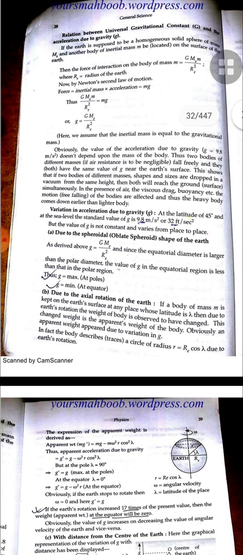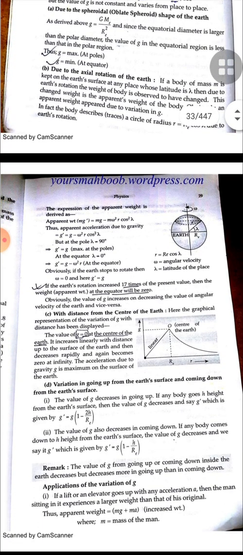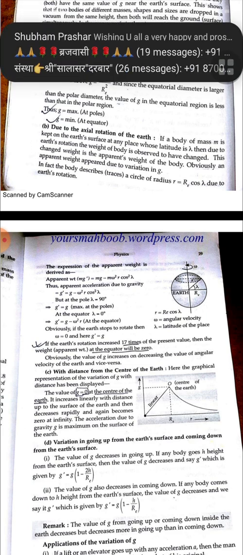Due to the rotation of the earth, if a body of mass m is kept on the earth's surface at any place whose latitude is lambda, then due to the earth's rotation the weight of the body is observed to have changed. This is the apparent weight of the body. Obviously, the apparent weight appears due to the variation in g. In fact, the body traces a circle of radius r equal to radius of earth times cos lambda due to the earth's rotation.